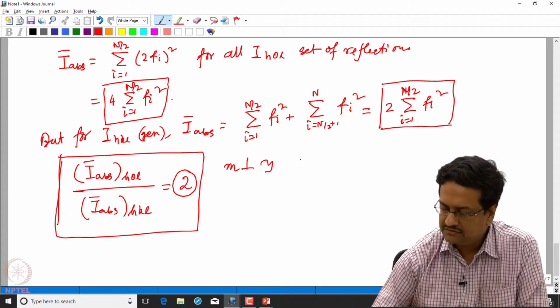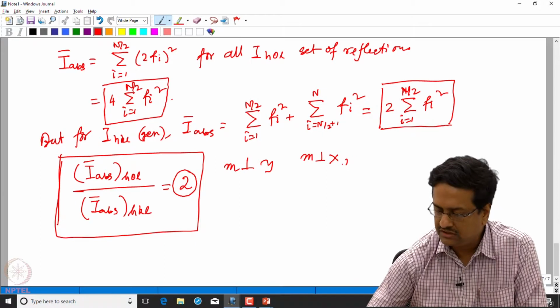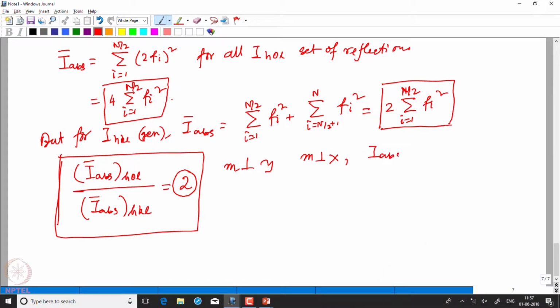So for a mirror perpendicular to x, one should find out the value of I abs for the 0KL set of reflections divided by I abs for HKL and see whether it is giving you the value 2. That will indicate the presence of a mirror perpendicular to x, and similarly a mirror perpendicular to z can also be found out using this method. So with these two statistical analyses of your observed data, one can identify the presence of a mirror or a two-fold axis which otherwise cannot be found using any systematic absence conditions.